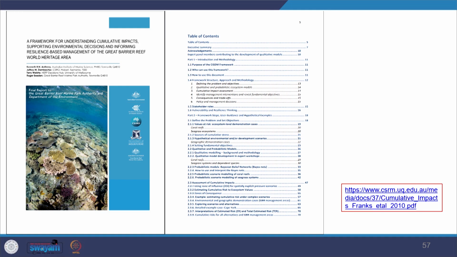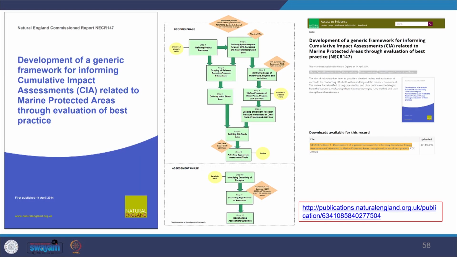And then they are also using zone of influence, which we have already studied, and then also estimating cumulative risk to ecosystem values. And they have also identified zones of consequences, so you can see all that here. Then you also see another guideline, which is by Natural England Commission. So you see development of generic framework for informing cumulative assessment related to marine protected area through evaluation of best practice. So you can also see how they give you the entire process, and the details are given.